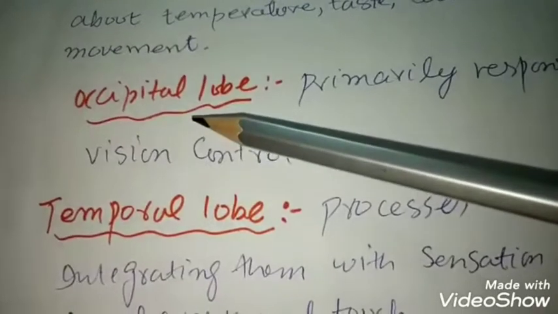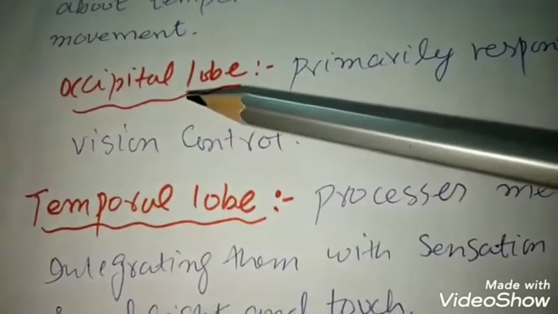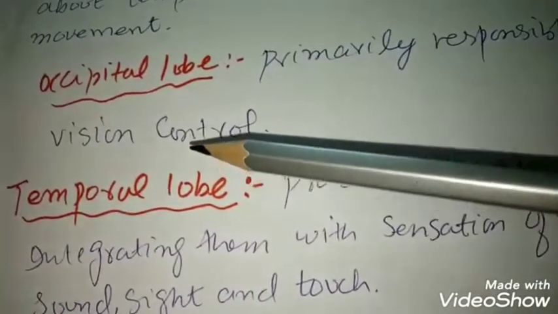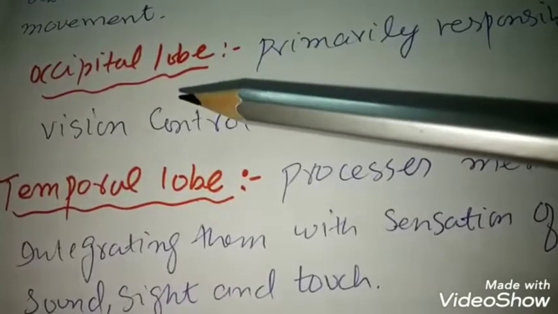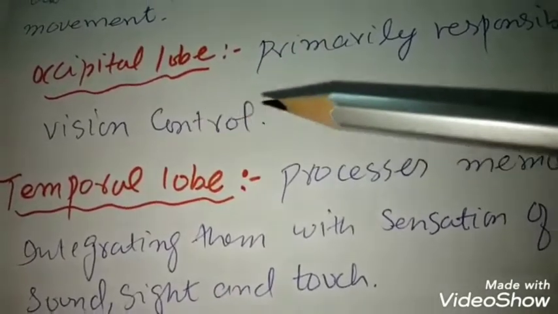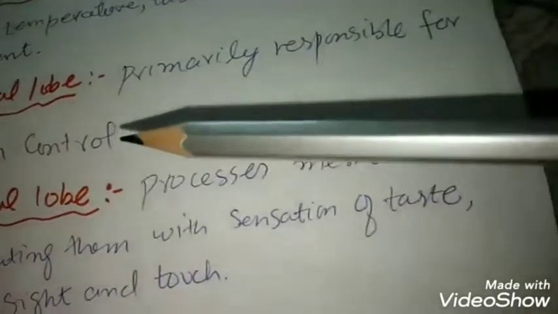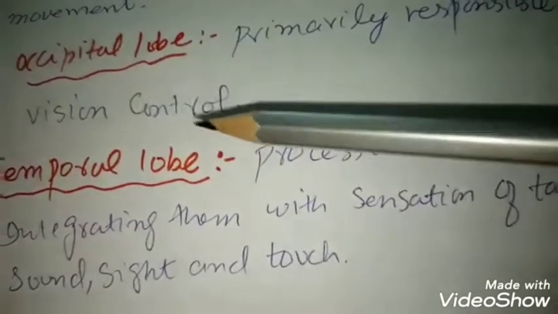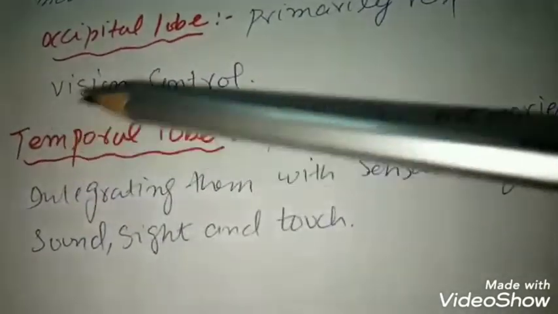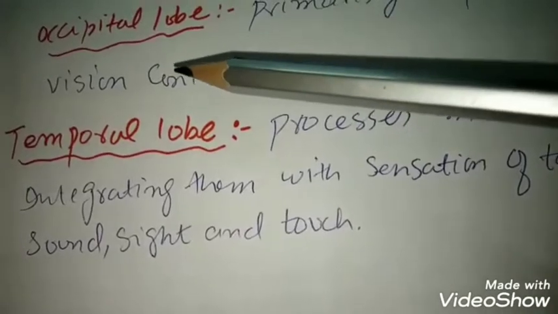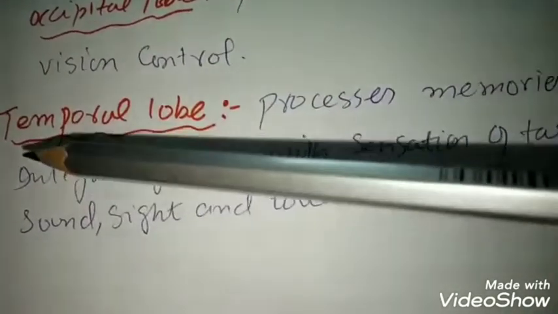Occipital lobe, it is the back part of skull, primarily responsible for vision control. Occipital lobe is located at the back of the skull, and has control center for vision control, for vision processing. Optic nerves come to this lobe, occipital lobe.